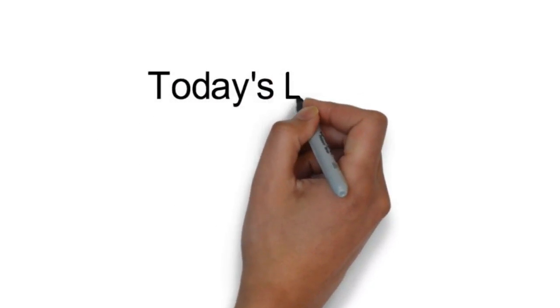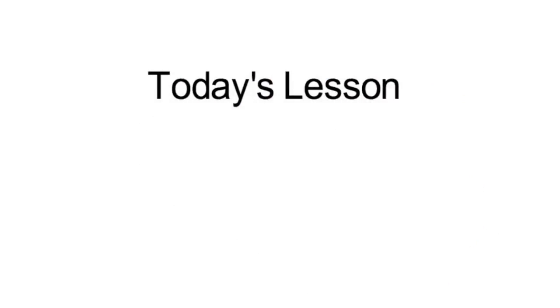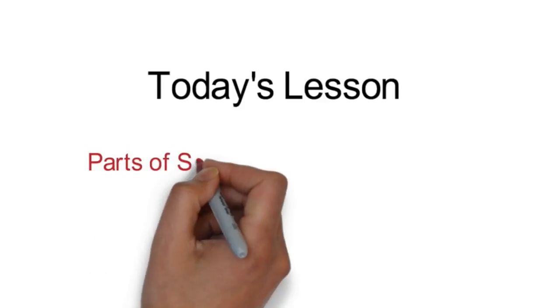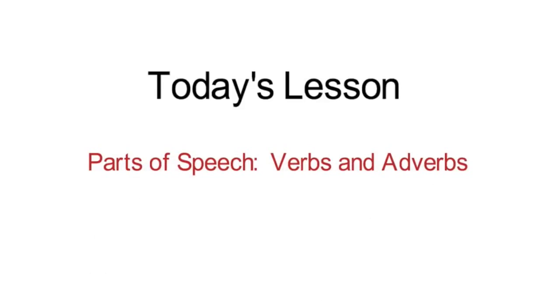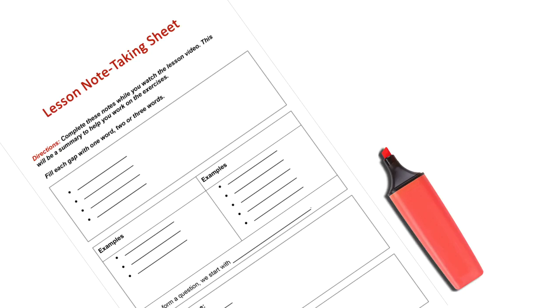Today, we are going to go over some parts of speech in English. We are going to review verbs and adverbs. We are also going to look at how we use different parts of speech in a sentence in English. You will need a highlighter and a note-taking sheet for today's lesson.